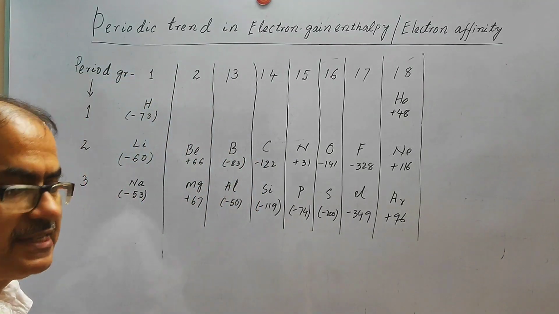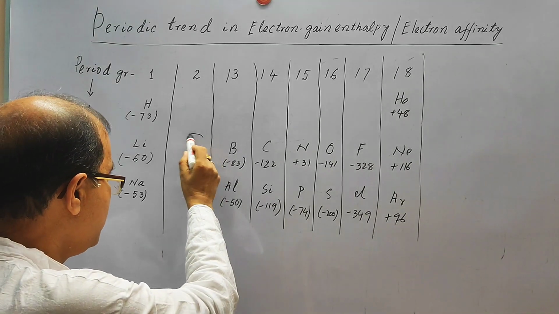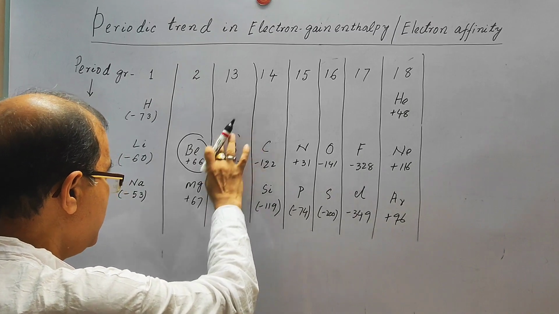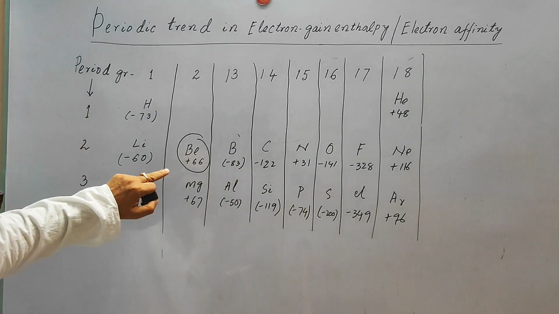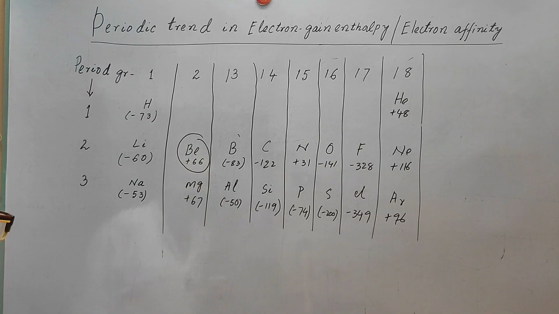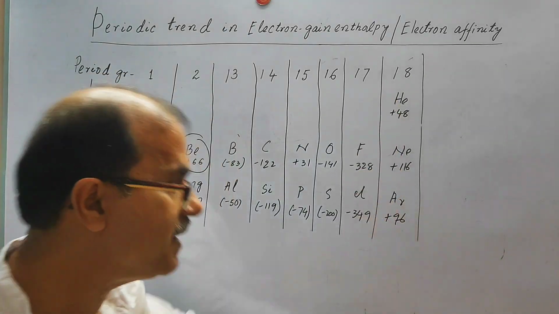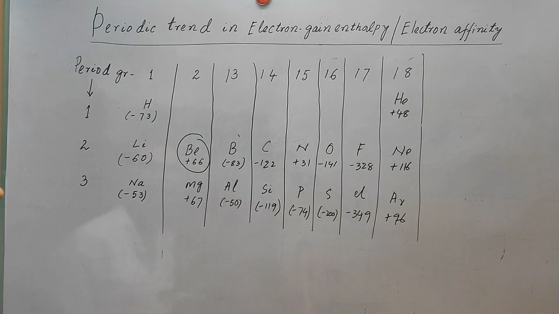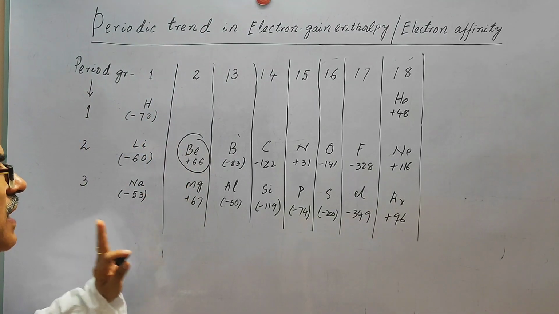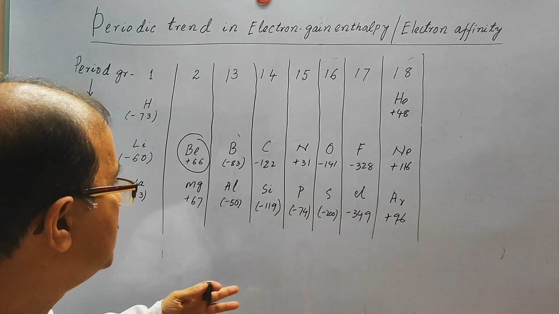But there is an exception you can observe. Here the exception is this: for beryllium you will find that the electron gain enthalpy is very high. For magnesium it is very high. For the noble gas it is very high. Okay. Why is it so? That we will discuss, because there are reasons. What is the reason? That we will discuss.